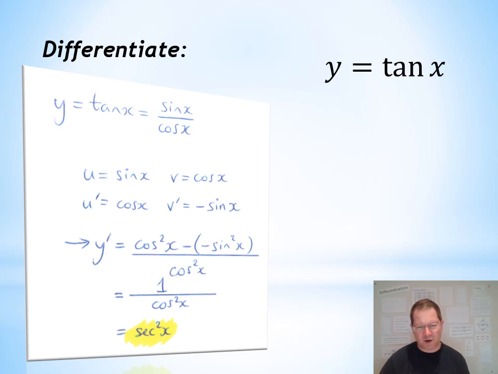So that gives us 1 over cos squared x, which we usually write, because we've got our terms for reciprocal functions, as sec squared x. So if y equals tan x, then dy by dx equals sec squared x.